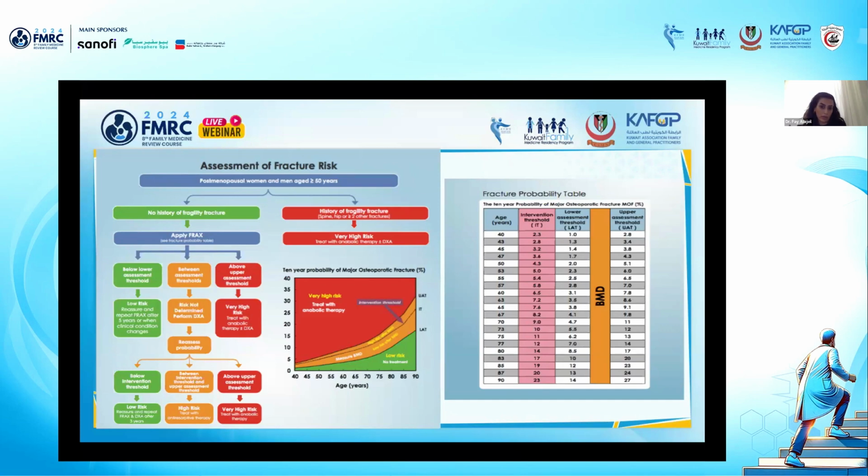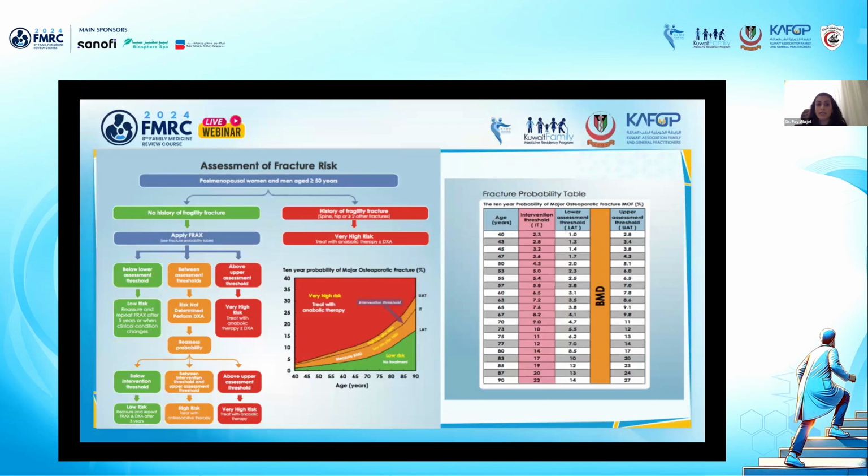If the patient was started on an agent, later on we have to compare the bone density. Okay, so this is if the patient has had a fragility fracture. We will move on to the left side of the algorithm.